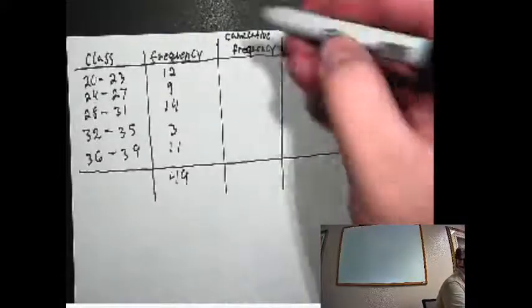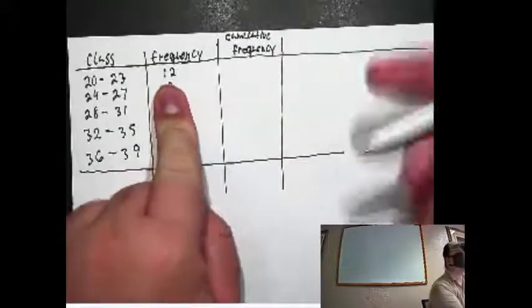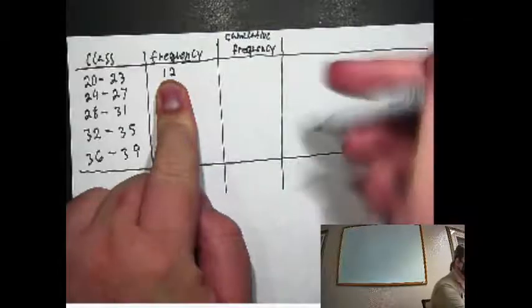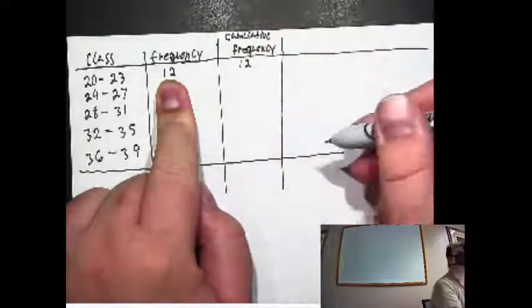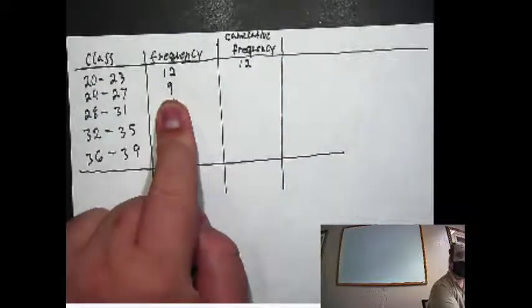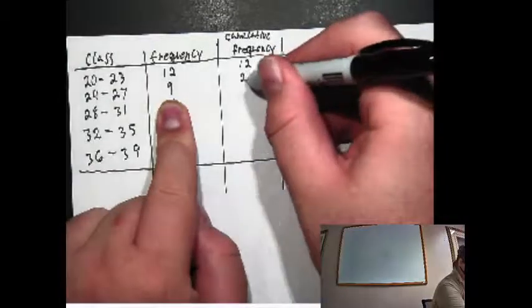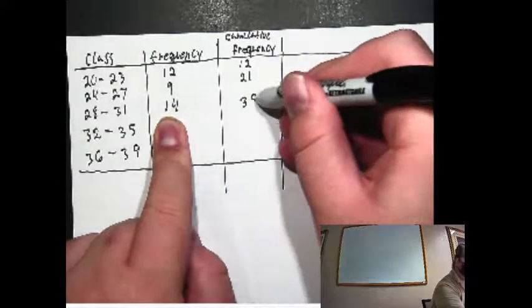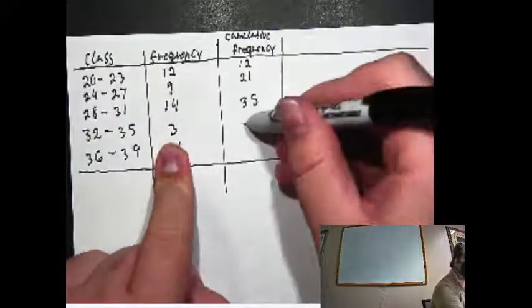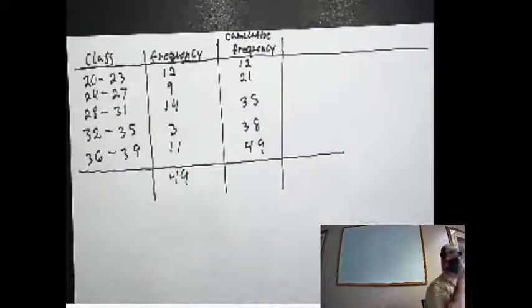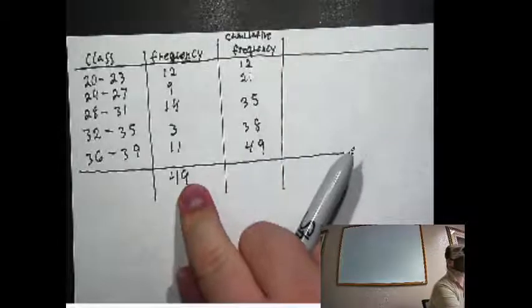Okay, so what we do for this is we say, all right, how many do we have in total so far? If we just look at this class, 12. All right, now we have 2 classes. So how many do we have in total so far? 21. All right, keep doing that. So how many do we have now in total? 35. Now? And now? 49, which makes sense because our total frequency is 49.